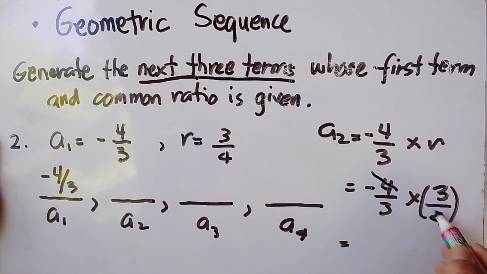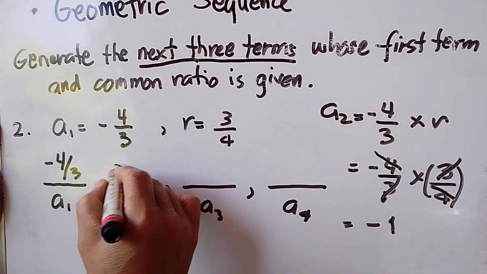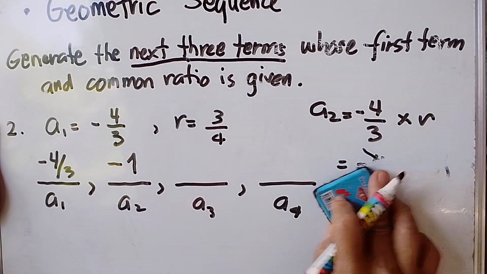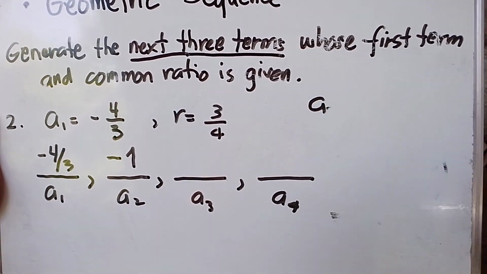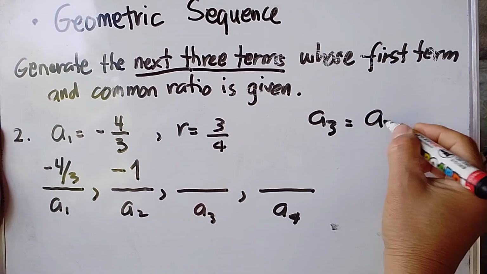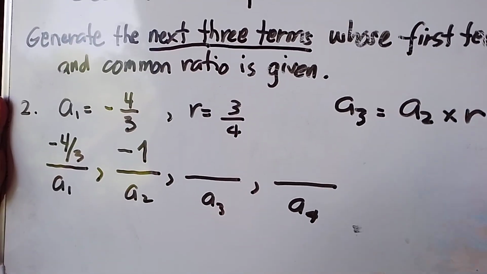So this will be crossed out. This will be crossed out. So the answer is negative 1. So the next term is negative 1. Then solve the next term, which is a sub 3. A sub 3 will be a sub 2 times r, or the common ratio.